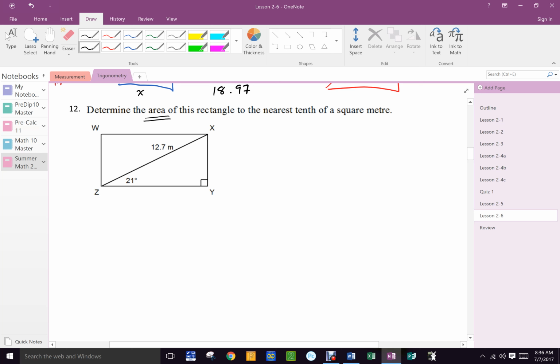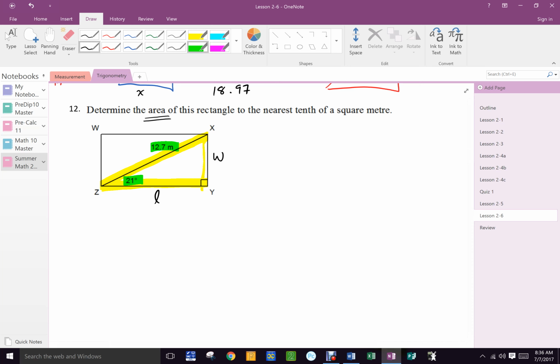Determine the area of this rectangle. What do I need to find the area of a rectangle? I need a length and a width, don't I? Where's length and width in that rectangle? There's width, there's length, yes? Can I find them? How? Triangle, isn't it? Do I have two pieces of information for that triangle? So can I solve it?